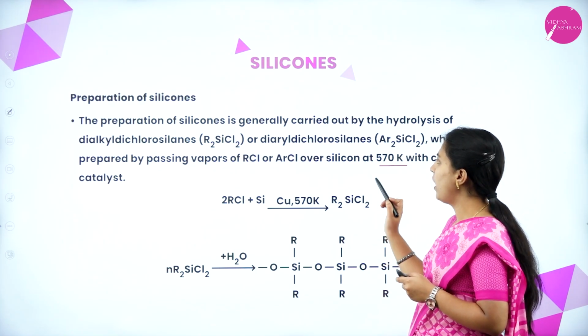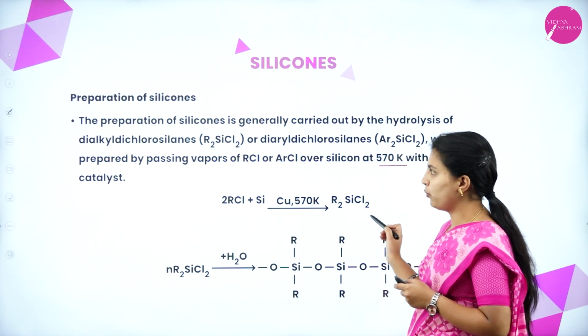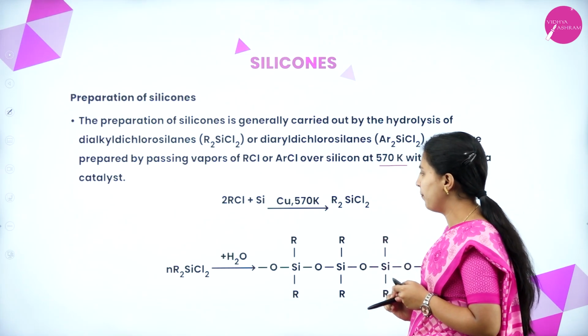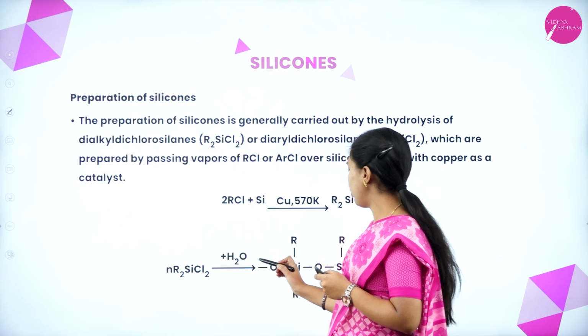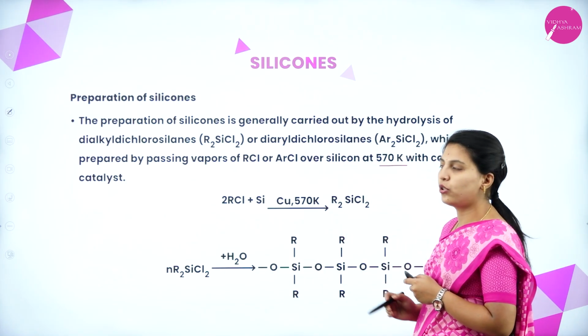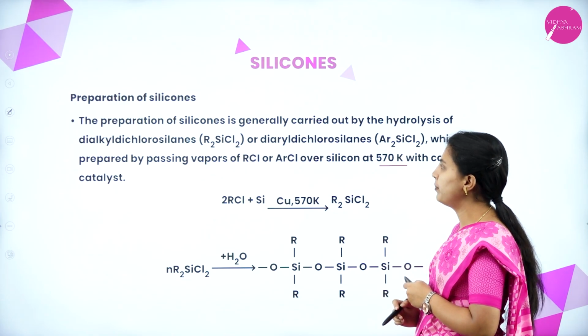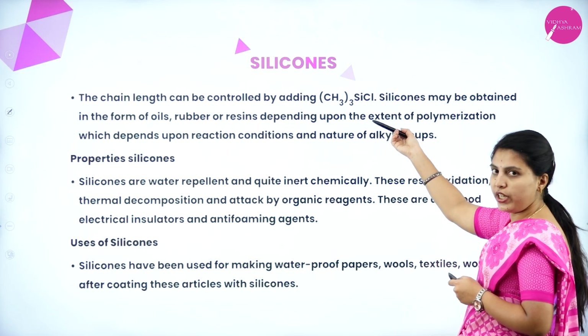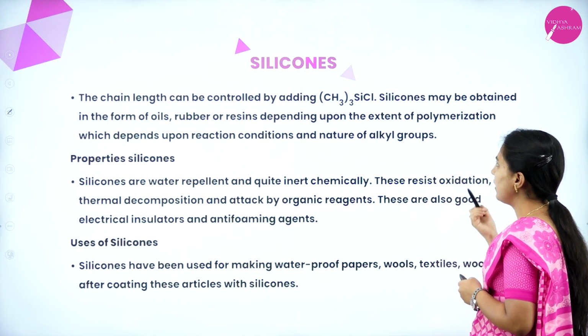it will form R2SiCl2, means dialkyl dichlorosilanes will form. When it is treated with water, silicones will form. This is how the silicones will be manufactured or prepared. The chain length can be controlled by adding trialkyl silicon, such as a CH3 alkyl group.